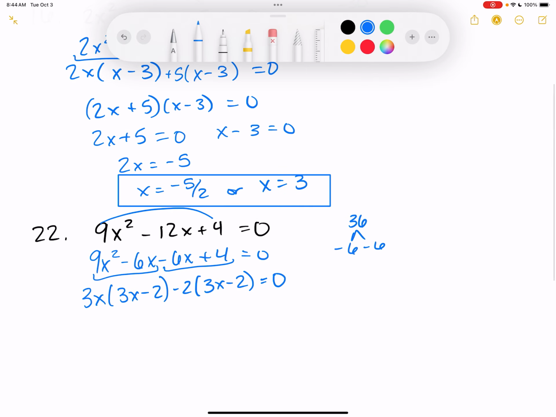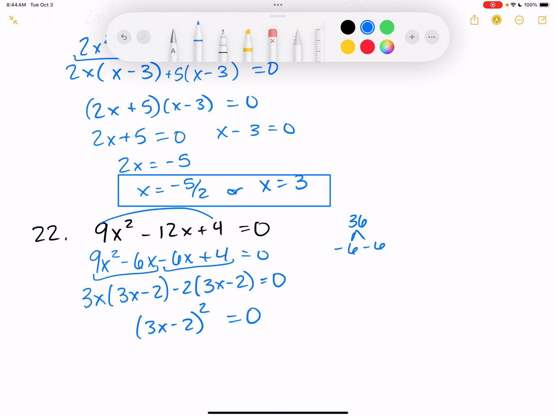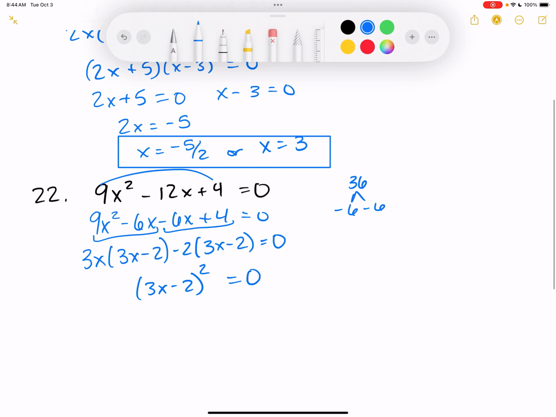Equal to 0. So then I technically have 3x minus 2 times 3x minus 2, so I'm just going to put a squared on it. And since that's being done twice, I don't need to do it two times, because it's going to be the same thing. So I just need to do 3x minus 2 equals 0, because the squared is just going to go away. If you take the square root of that and the square root of 0, you still have 0 on that side. So then 3x equals 2, x equals 2 over 3.